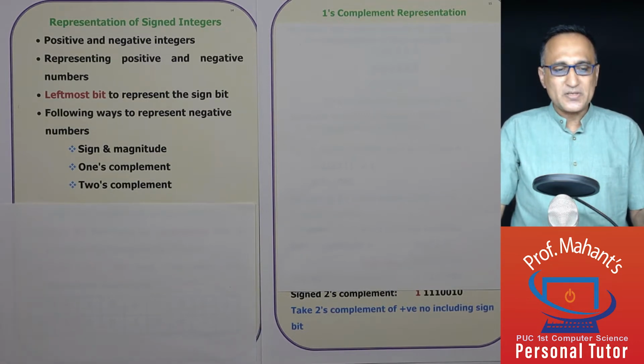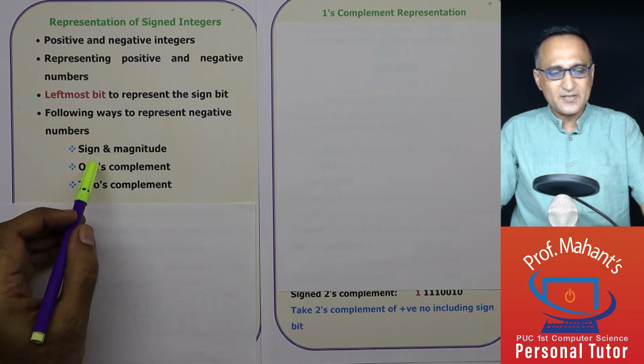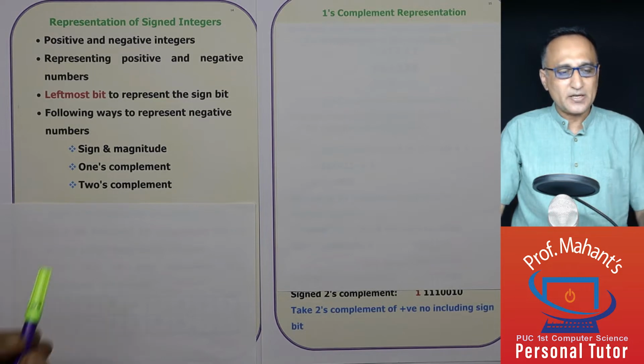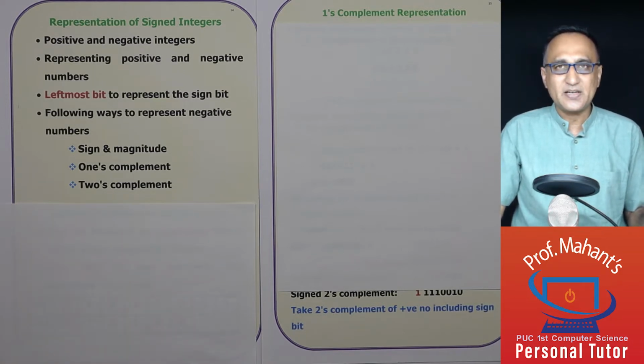In order to represent positive and negative numbers, the researchers have discovered three ways of trying to represent them. The first is the sign and magnitude method. The second is ones complement. Because of drawbacks in ones complement, most of the computers today use the 2's complement method of representing negative numbers.